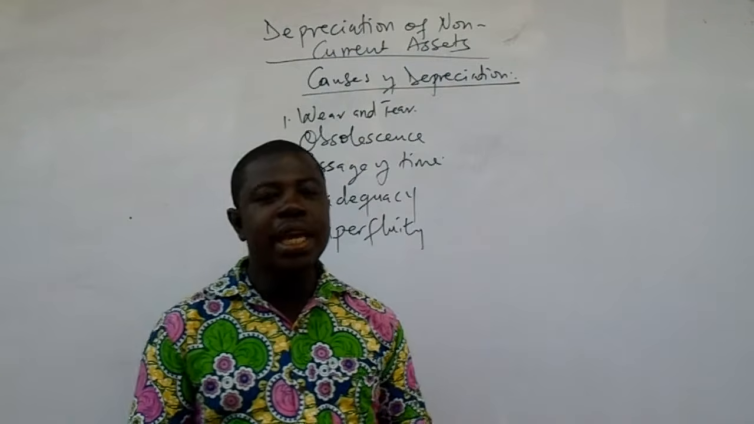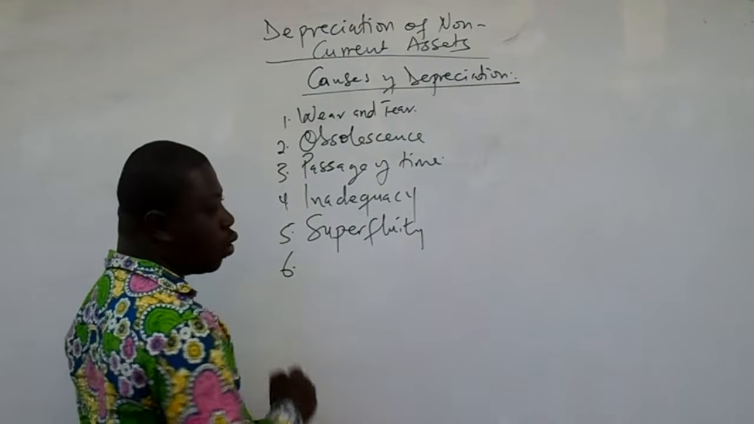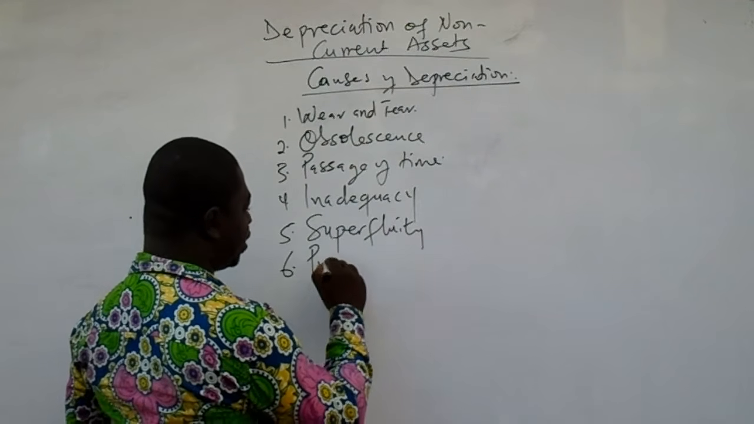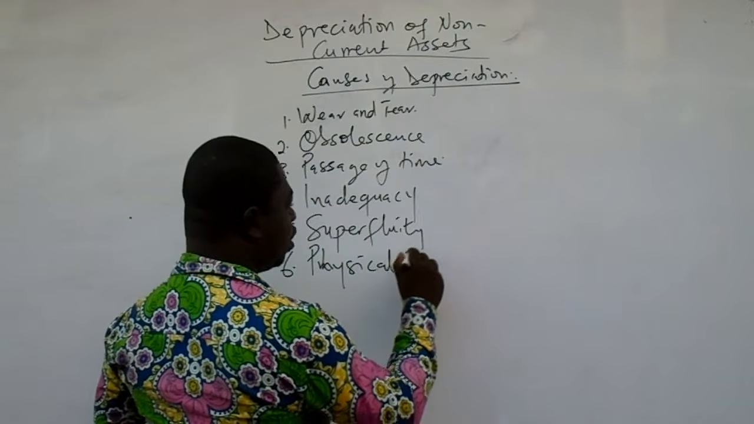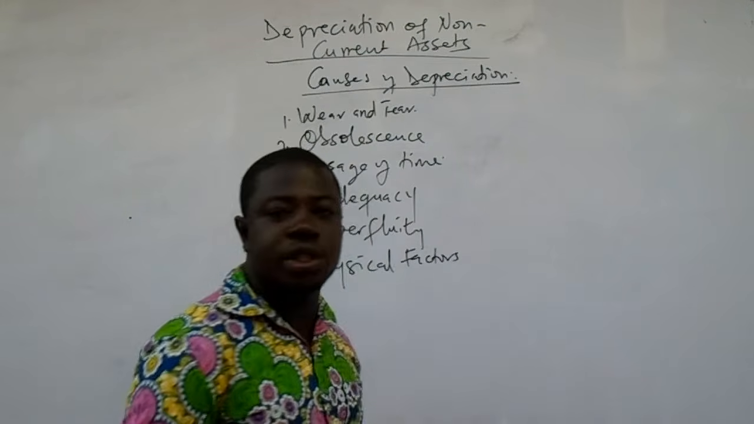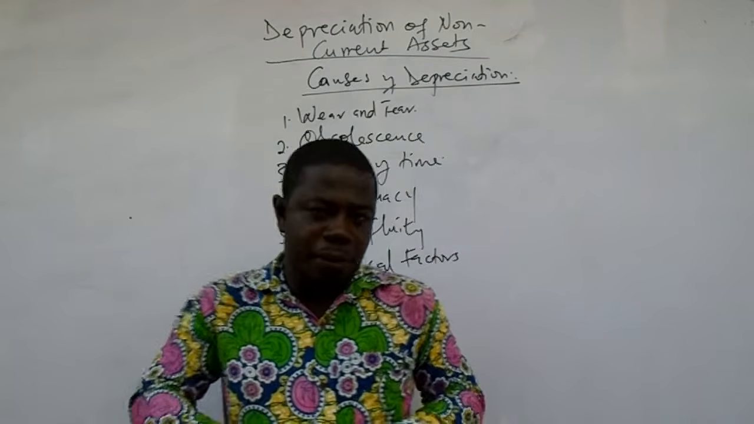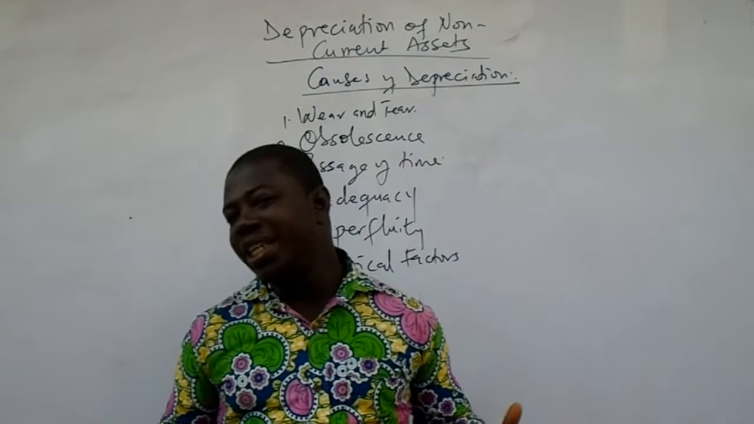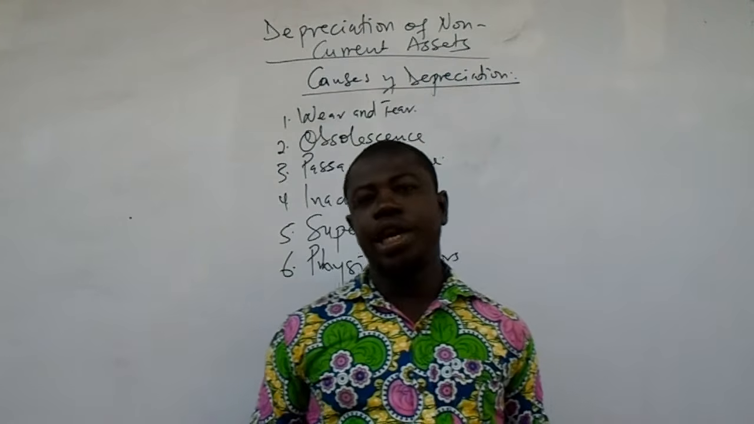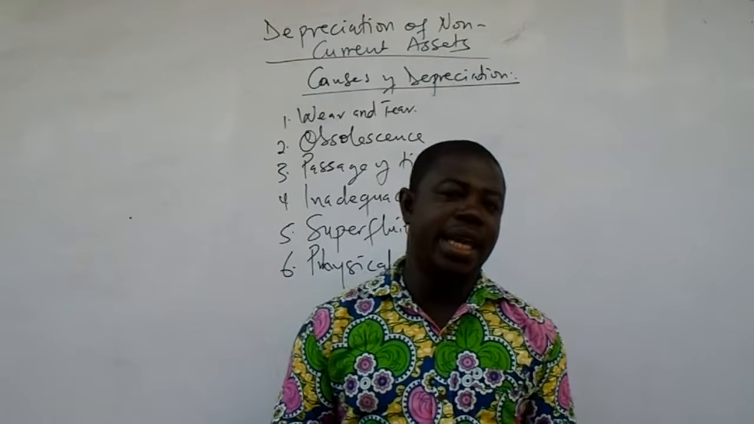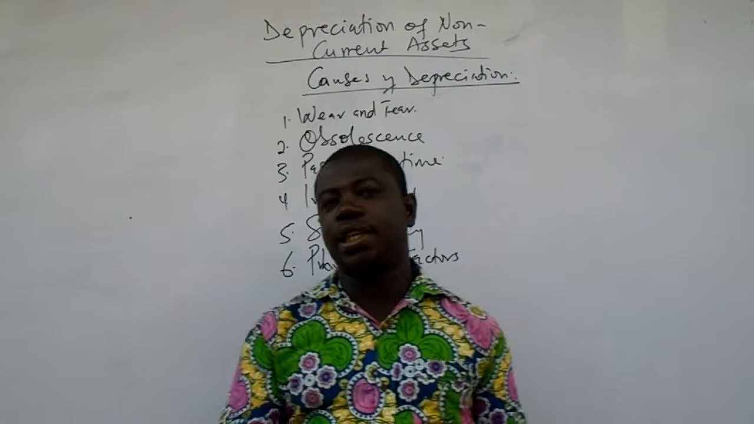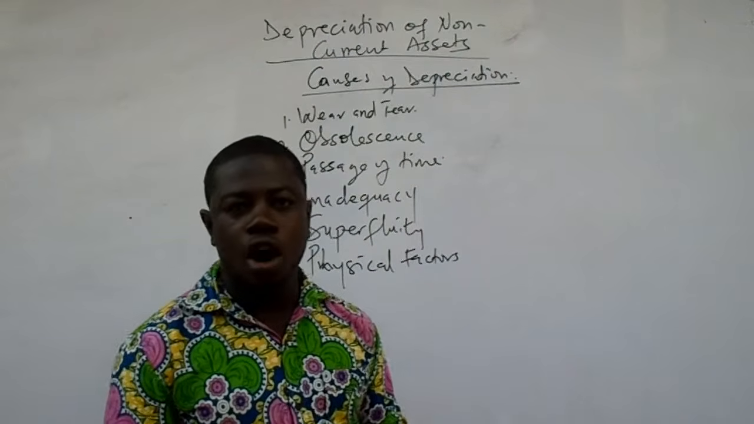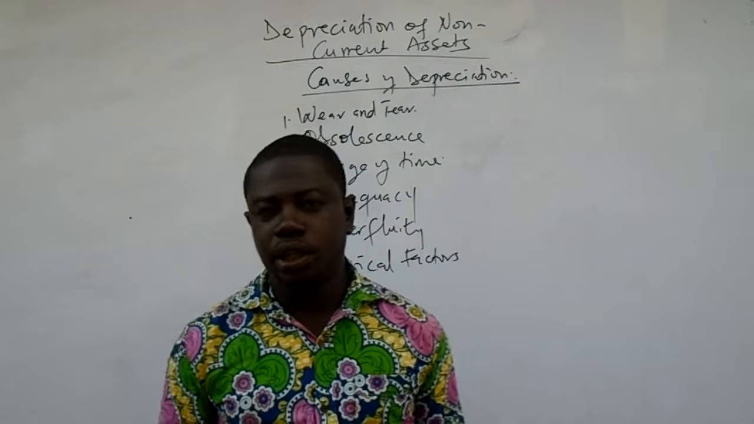All right. And then the next or the final thing I may talk about, even though you may see more in other textbooks, is physical factors. Physical factors can also cause an asset to lose its value. Physical factors like rains, floods, the weather, wind, and even fire. So when these factors hit the asset, definitely with time the asset will lose its value. So these are some of the causes of depreciation that we can talk about.